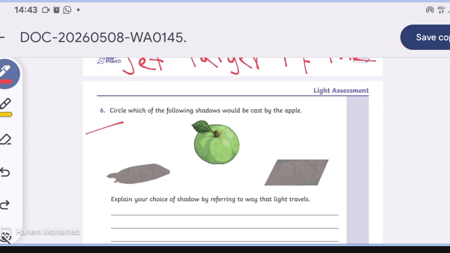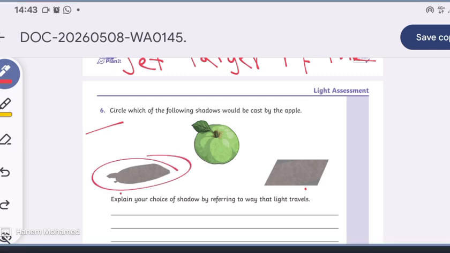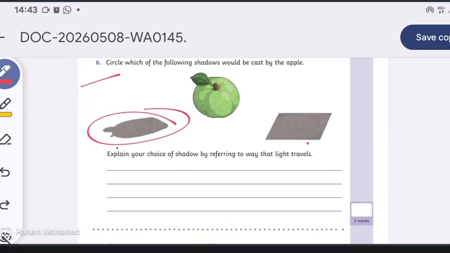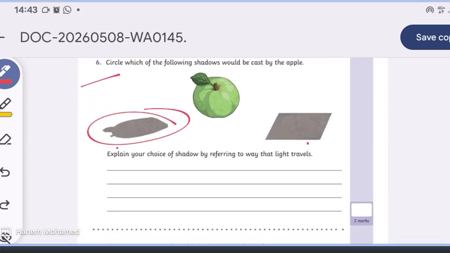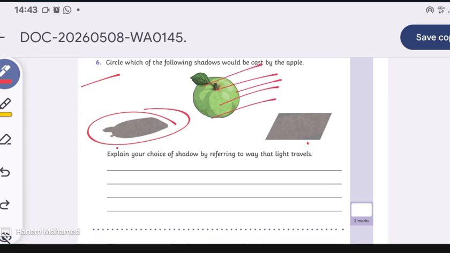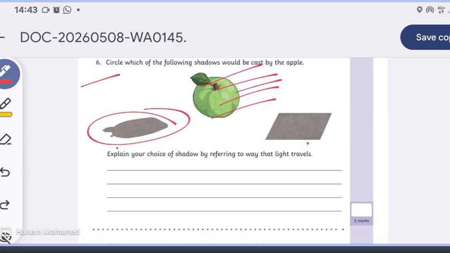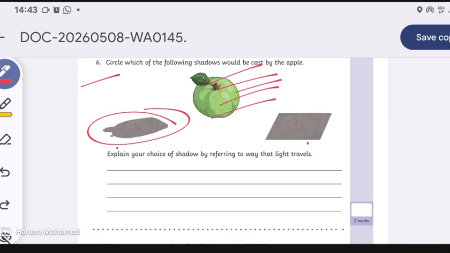Which one will be the shadow? The one that looks circular or the one that looks like another shape, like a rectangle? Circular. Why is that? Because the shadow is supposed to be like the body. Explain your choice of the shadow by referring to the way that light travels. Does light travel in zigzag or straight lines? Yes, a straight line. So that's why the shadow will look the same as the apple.